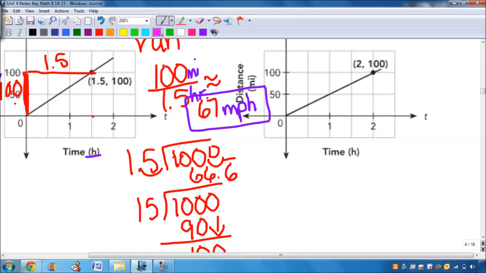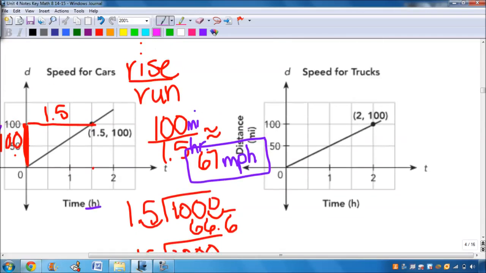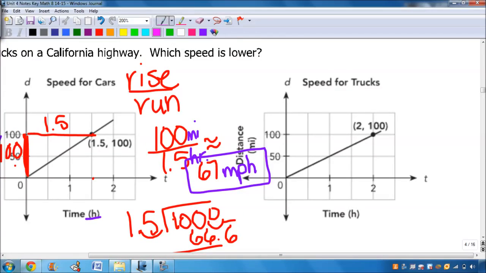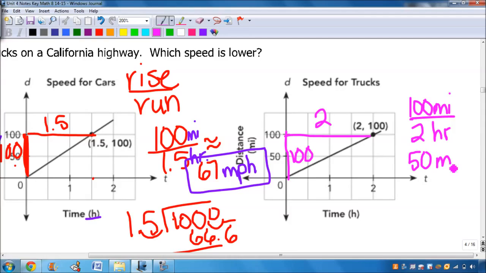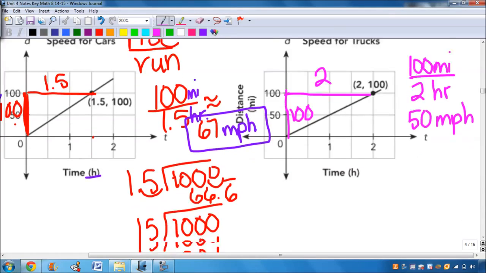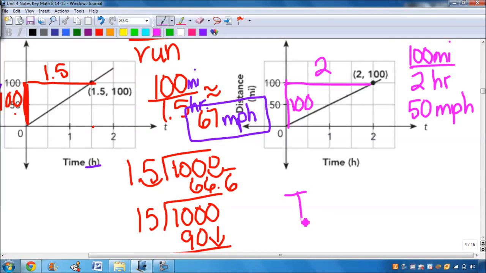So now let's go ahead and do the same thing for the speed for the trucks, okay? This was the speed for the cars. So the speed for the trucks, I can figure out that the rise is 100 and the run, it went over 2. So it's 100 miles in 2 hours. So that is an easy division. I end up getting 50 miles per hour. Okay, so then we can answer the question, which speed is lower? The speed of the truck is lower. And then we're done.